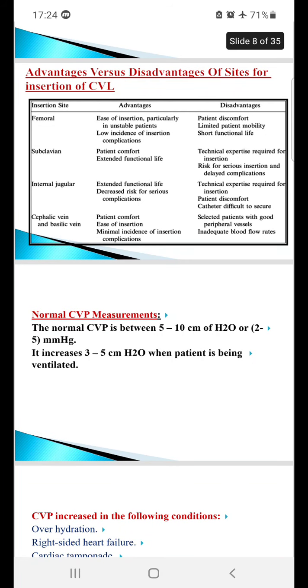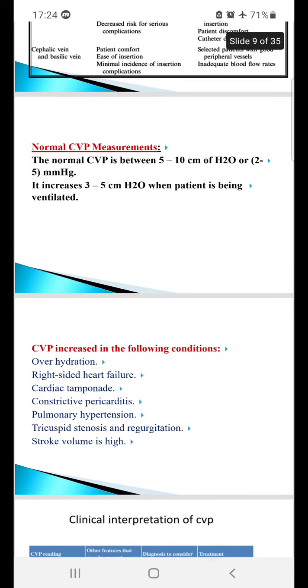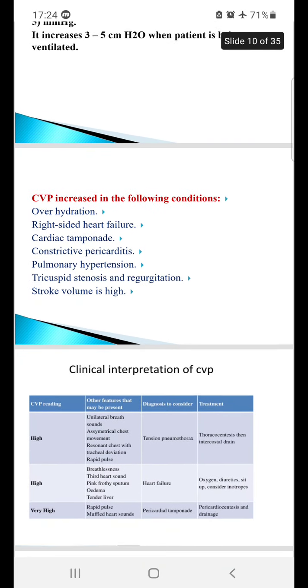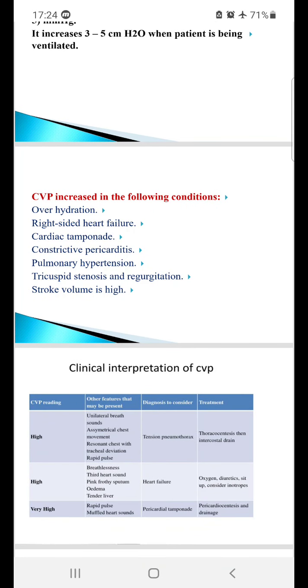Normal CVP measurement: the normal CVP is between 5 to 10 centimeters of water, or 2 to 5 millimeters of mercury. It increases 3 to 5 centimeters when the patient is being ventilated. CVP increases in the following conditions: overhydration, right-sided heart failure, cardiac tamponade, constrictive pericarditis, pulmonary hypertension, tricuspid stenosis and regurgitation.